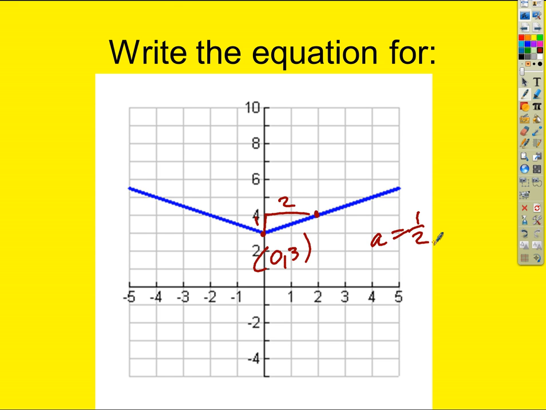So what is the absolute value function? Y equals 1/2 times the absolute value of X plus 3. Okay, good. It's X minus 0, which is just X, right? And then plus 3. Got it? Okay, 205.